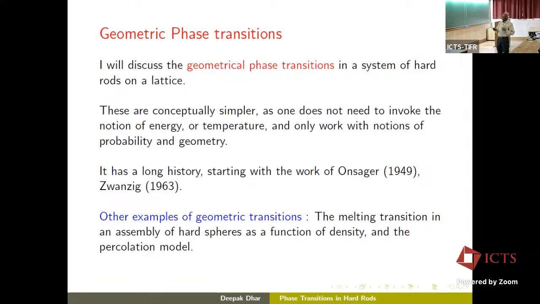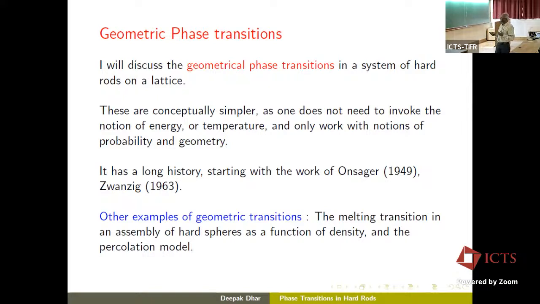This work has a long history, starting with the work of Onsager. Onsager in 1949 discussed the case of long spherocylinder rods in a solution, and he showed that if the spherocylinders have only hardcore interactions between them, no other, and they are just in solution at low density, then if you increase the density of these spherocylinders, there is a phase transition in which they become parallel to each other.